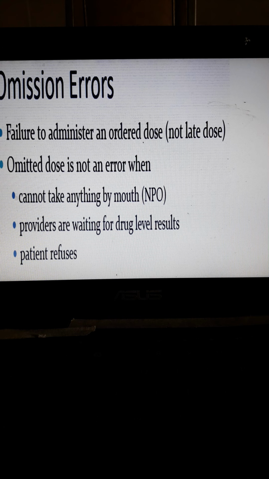And patient refuses. When the patient really cannot take the drug and refuses, that is not an error. But if you omit the dose, you remove the dose of the patient, that is already an error. For example, you delete the dose of the patient based on the computer record, so it will lead to an error already. That is omission, or removal.